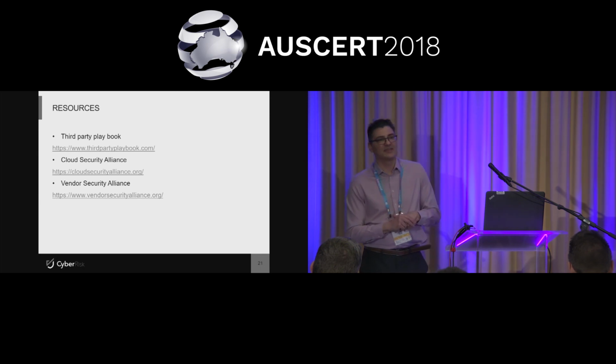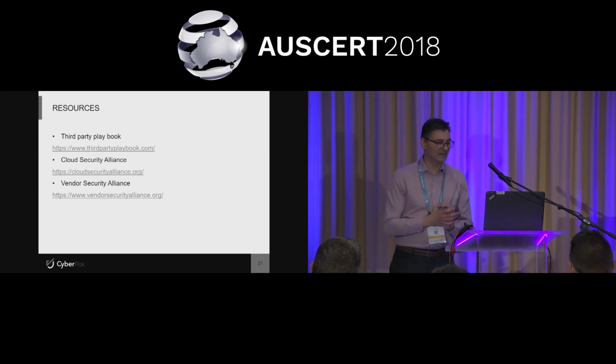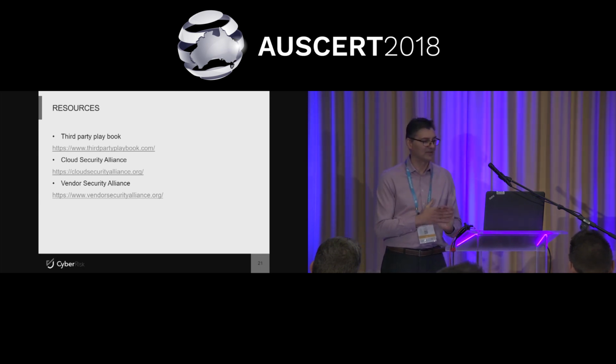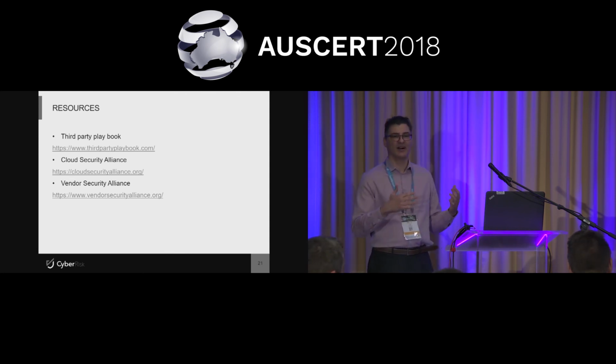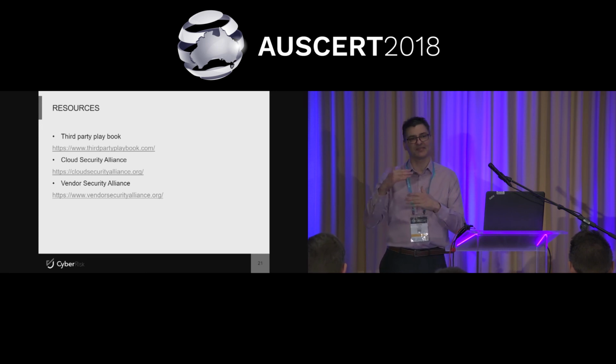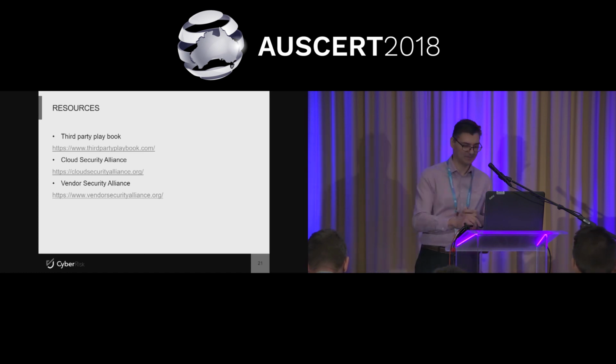Some resources that you can find on the internet. A particularly good one that I only found last week is called the Third-Party Playbook. This is from a US company that actually did a study at a lot of large organisations in the US about how they handle third-party risk management. So it's quite a good comprehensive guide to the various steps in the processes and the types of controls that you should have. Cloud Security Alliance has the questionnaire that I mentioned, and the Vendor Security Alliance has the questionnaire as well.